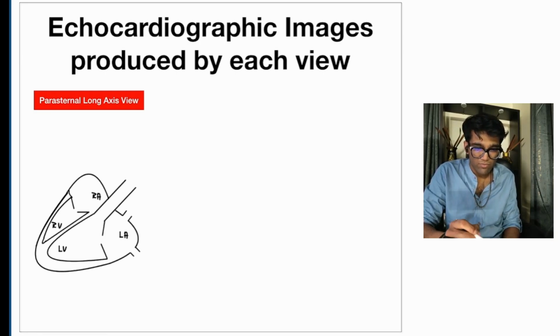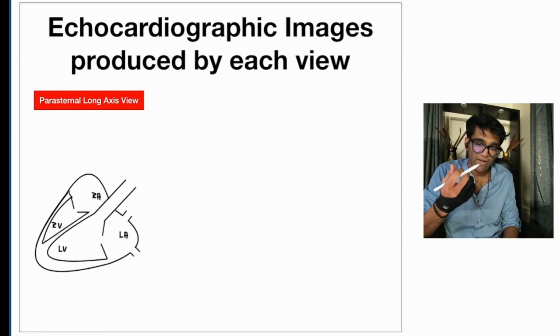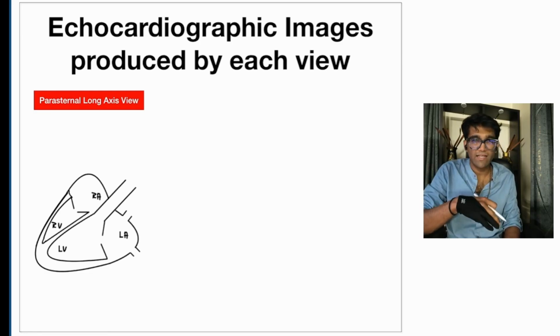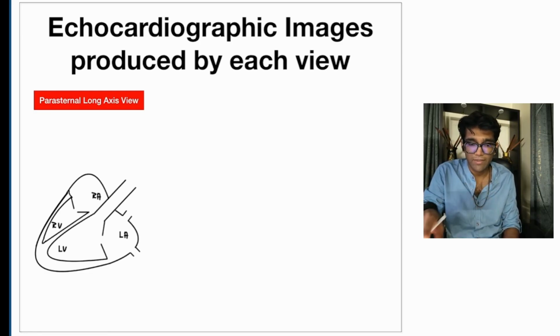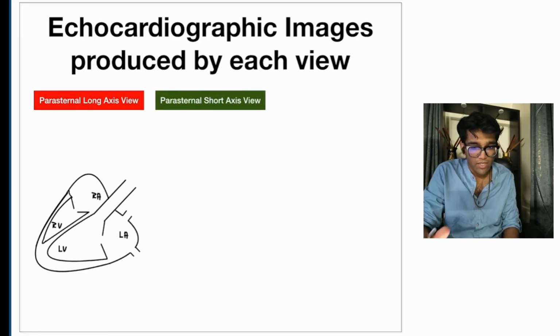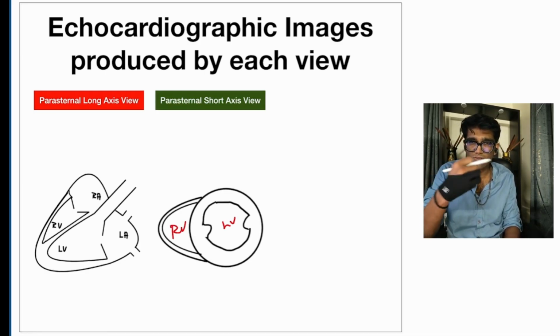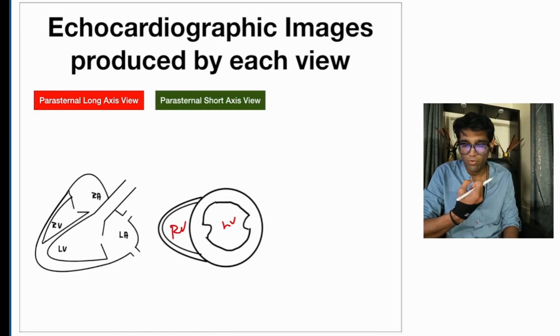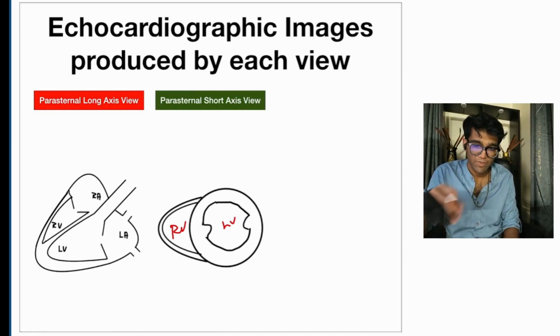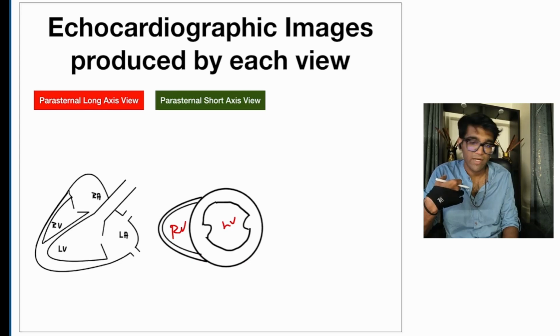Often, as you can see, you're looking at the left ventricle through the right ventricle. Okay, so that is something that you need to understand. In the parasternal short axis view, this is the left ventricle and this is the right ventricle. By convention, whenever the probe is placed, the pointer is pointed towards the right side of the patient. That is why the right ventricle is coming on the right side.